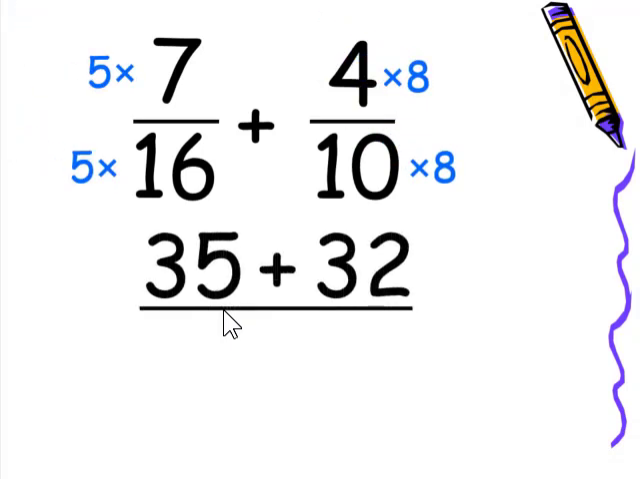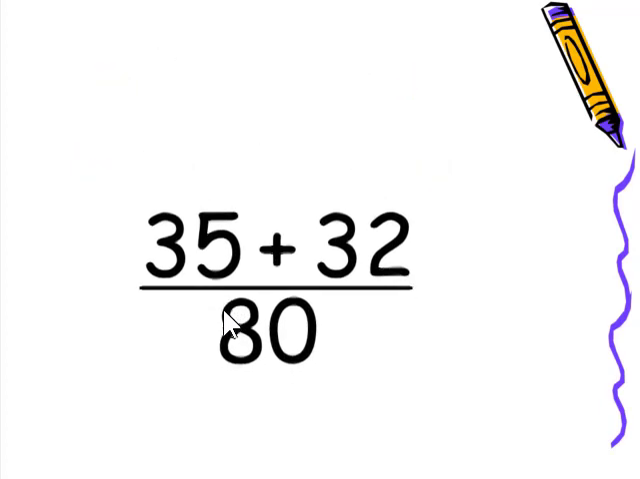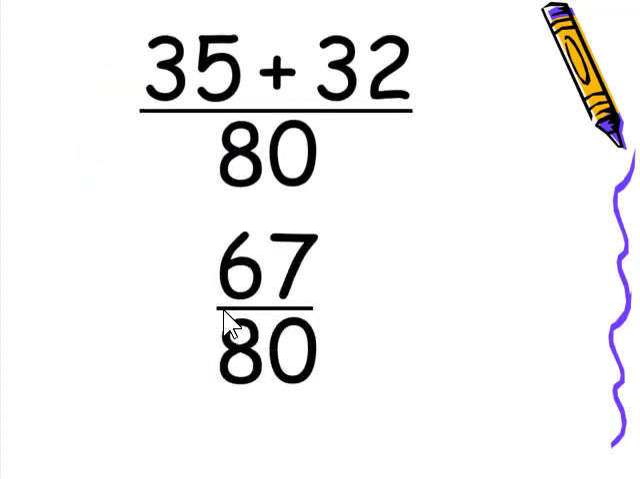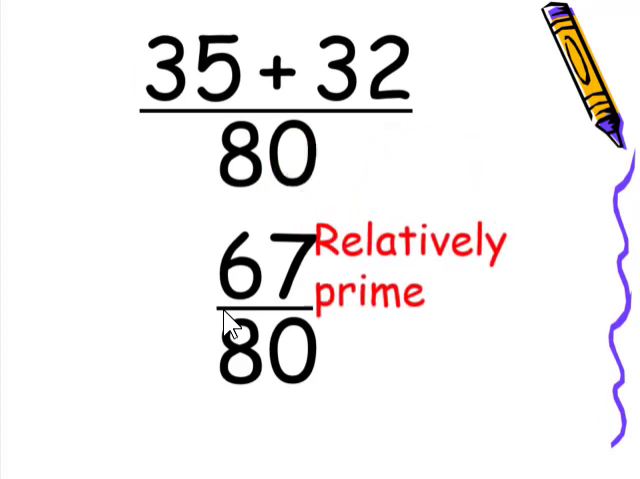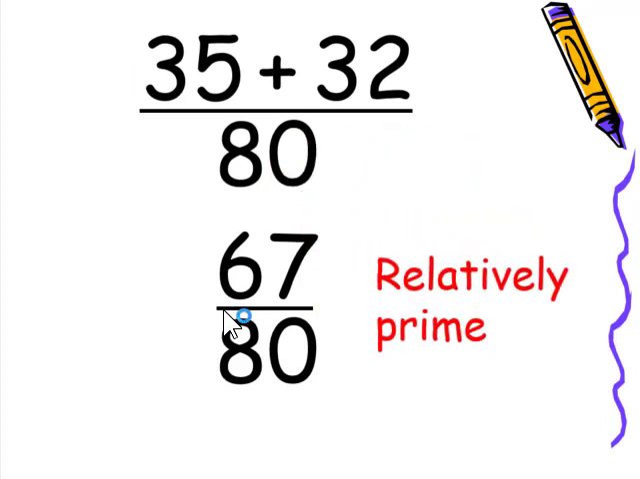5 times 7 is 35, plus 4 times 8, which is 32, all over 80. 35 plus 32 is 67. Since 67 and 80 are relatively prime, it's in simplest form.